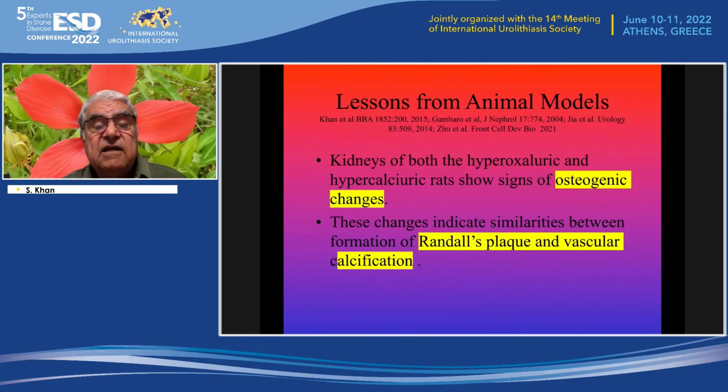So then, further, when you look at the kidneys of the hyperoxaluric and hypercalciuric animals, they show signs of osteogenic changes. And anybody who is familiar with the literature on vascular calcification will generally find that they talk about fetuin, matrix Gla protein, and osteopontin. Those are very common, and those are very common things also in the literature on calcium oxalate kidney stones.